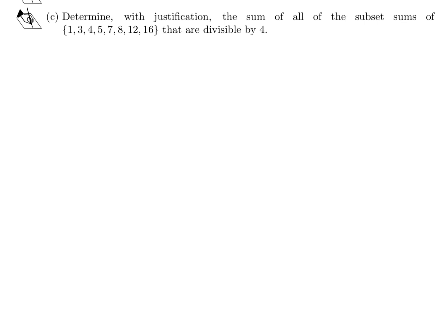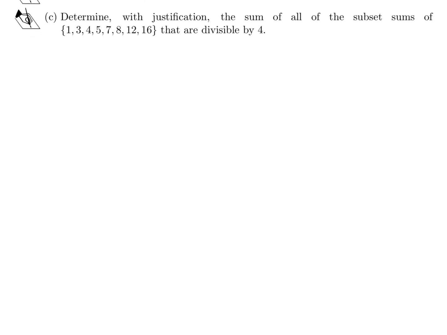And the final part, 4C. Determine with justification the sum of all subset sums of 1, 3, 4, 5, 7, 8, 12, 16 that are divisible by 4. All right, so how many do we have here? 1, 2, 3, 4, 5, 6, 7, 8 numbers in that set.